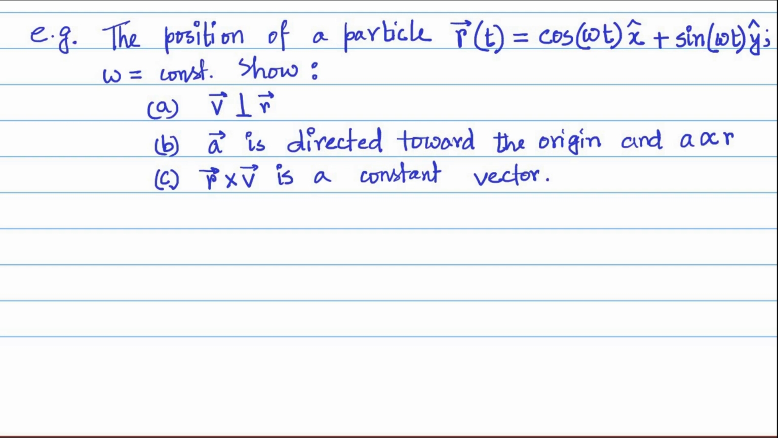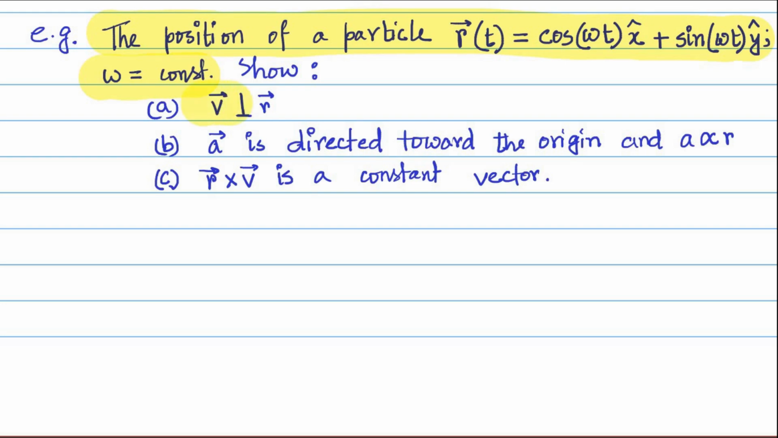Alright, so this is the problem we'll be dealing with now. This problem talks about a particle that moves, and its movement is described by this position vector: cosine of omega t x hat plus sine of omega t y hat, where omega is a constant. Those who study physics can promptly understand that omega is what we call the angular speed, but we'll talk about that later. What we'll have to show is a couple of things.